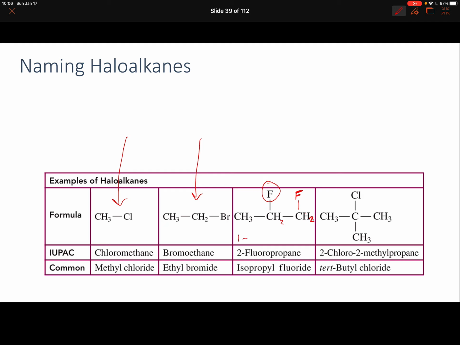This would have been 1-fluoropropane, not 3. We would have numbered it as 1, 2, 3. We always want to get the substituent on the lower number first. So that would have been 1-fluoropropane. Here we've got a couple of substituents, right? Where's the longest chain here? Well, the longest chain is still 3 carbons long. So on the number 2 carbon here, we've got 2 groups. We've got a chloro and a methyl. So chloro comes before methyl, 2-chloro, 2-methyl.